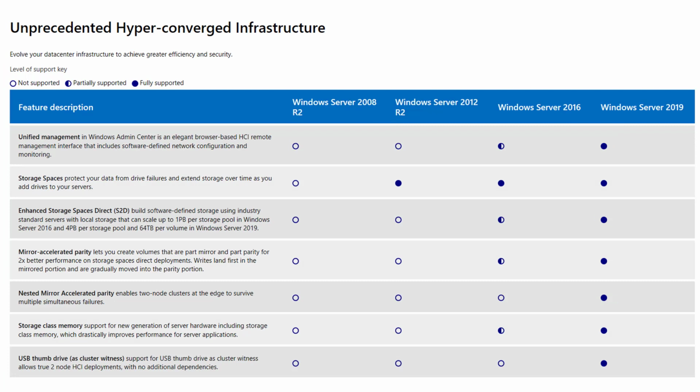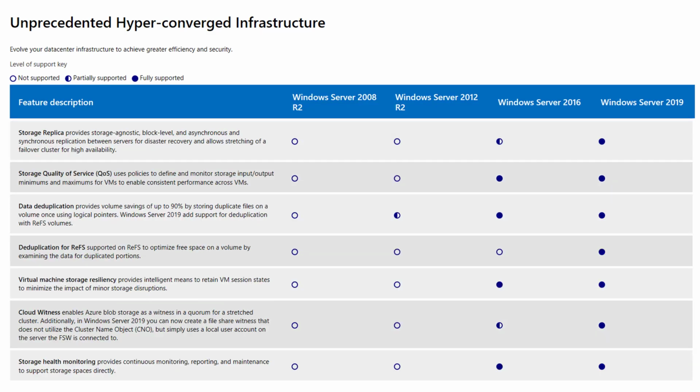Then we have the nested mirror accelerated parity. This is the extended parity for 2-node Storage Spaces Direct cluster configurations to allow 2 simultaneous failures. We have heard about the USB thumb drive support as a witness in 2-node Storage Spaces Direct configurations, not only 2-node, but it's focused on 2-node hyper-converged infrastructure deployments. Here we see a lot of extensions, for example, for Storage Spaces Direct and for the mirror accelerated parity, but I mentioned we will only focus on the new features in this overview.